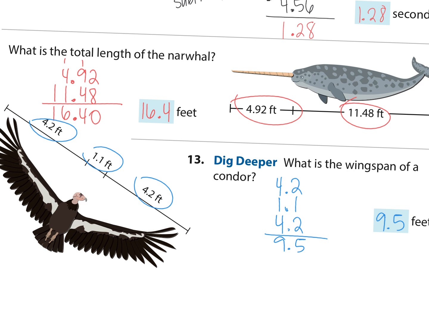The wingspan is from the tip of each wing all the way across to the other tip of the wing. So 4.2, 1.1, 4.2. I'm going to add all those together. I have 9 wholes and 5 tenths. So 9 and 1/2, or 9 and 5 tenths feet. How do we feel? Good.